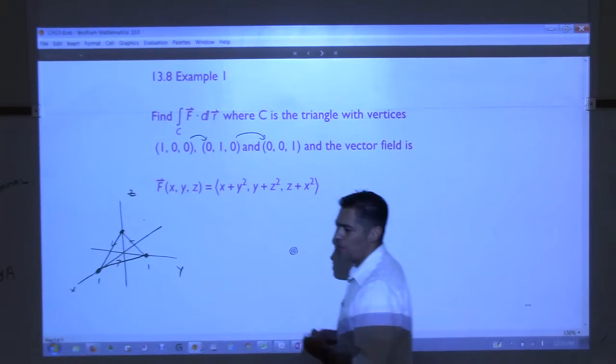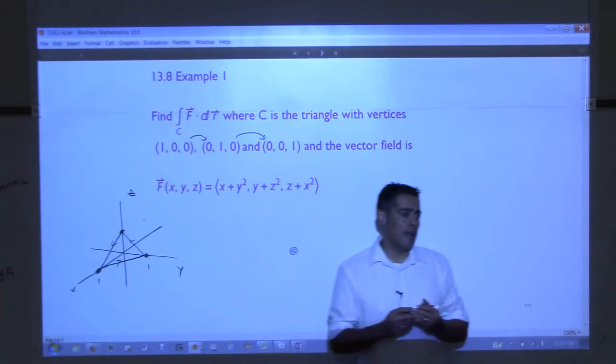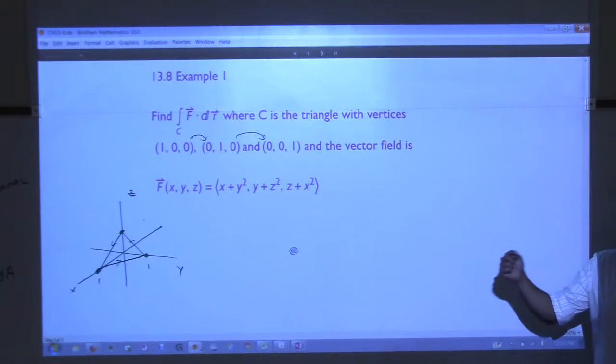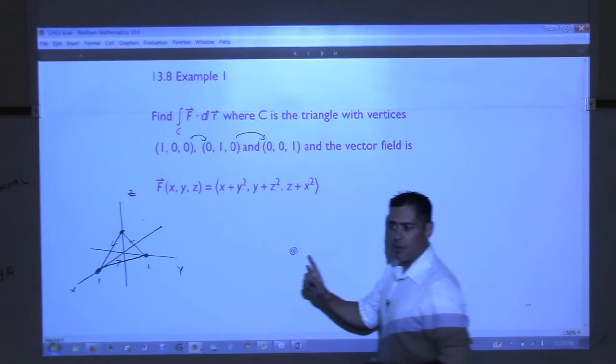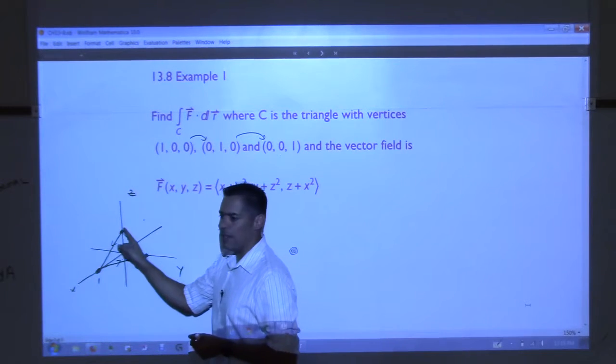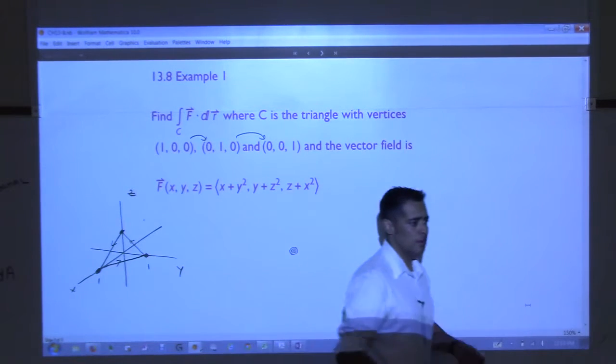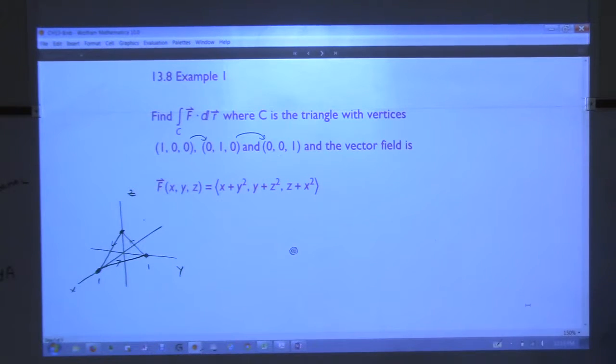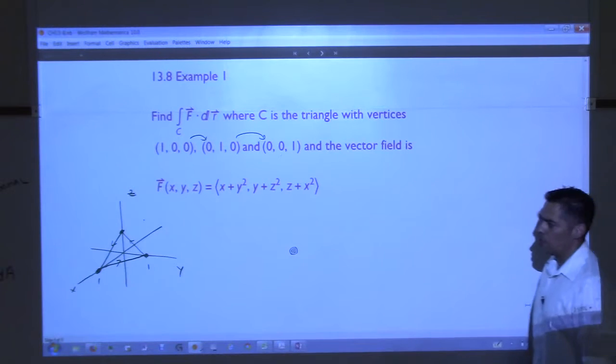So my surface, I could do this line integral, right? What I'd have to do is break this up into three separate line integrals. C1 would go from here to here, then C2, and then C3, and I'd have to compute those line integrals. Maybe I could do it and it wouldn't be that bad. But is this a candidate for Stokes' theorem?